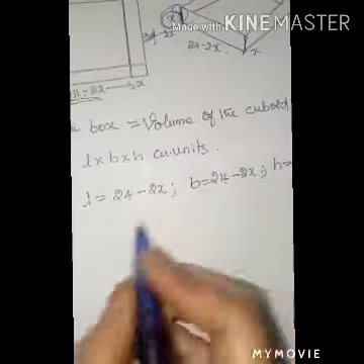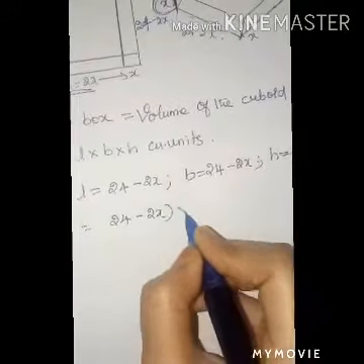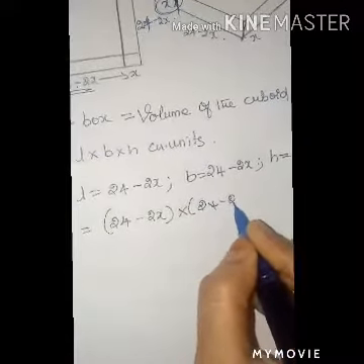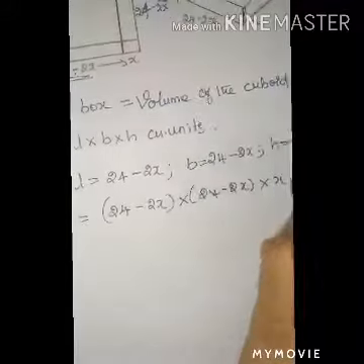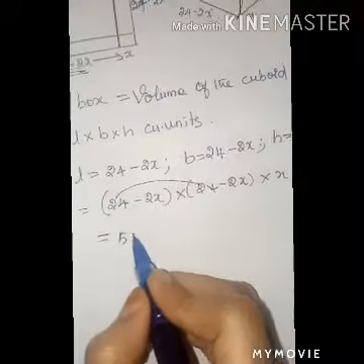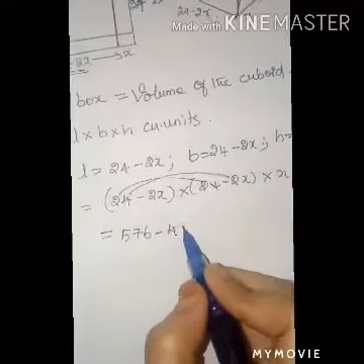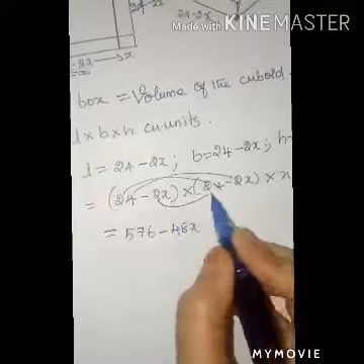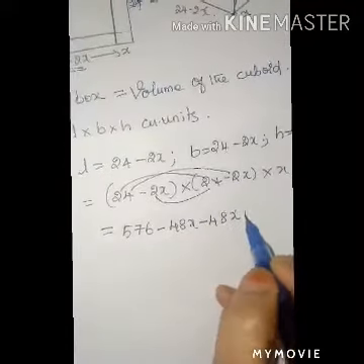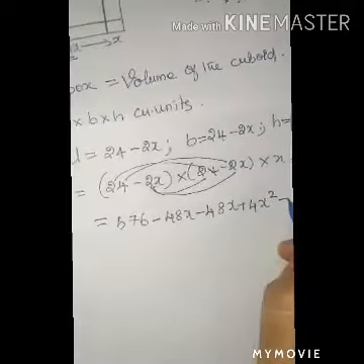Now substitute into the L into B into H formula: 24 minus 2x into 24 minus 2x into x. Now multiply: 24 into 24, 576. 24 into minus 2x, minus 48x. Minus 2x into 24, minus 48x. Minus into minus is plus, 2 twos are 4, x into x, x square.